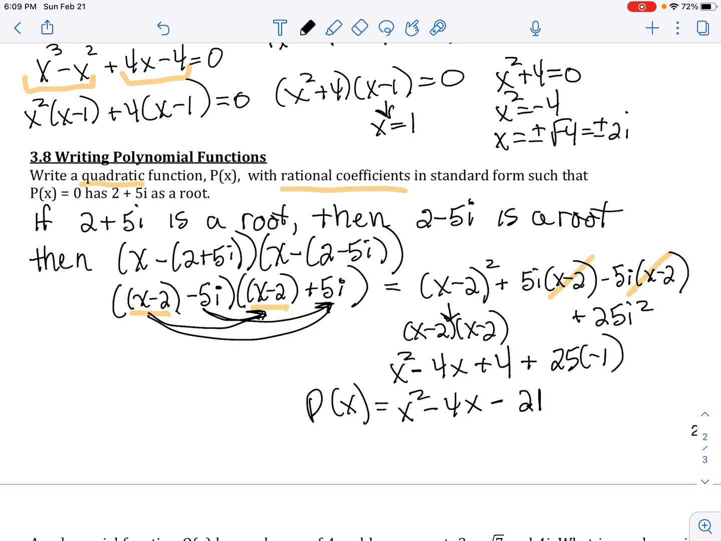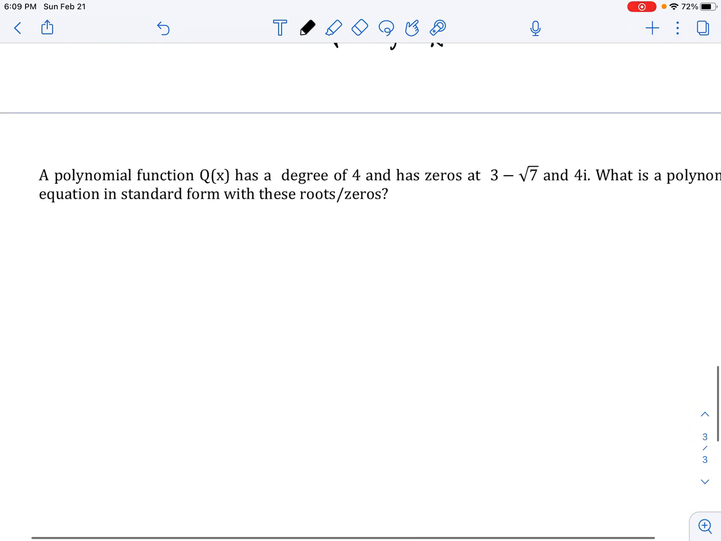And so that's what this topic is on. It's on writing quadratic functions given the zeros. There's a lot of multiplying and manipulation with variables here. That's why I had you practice it.